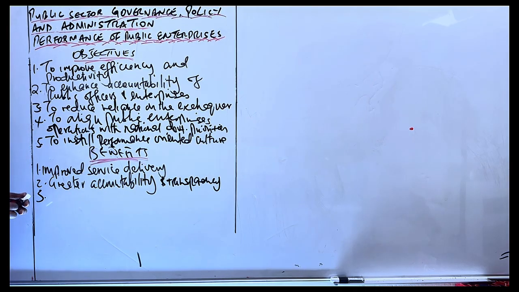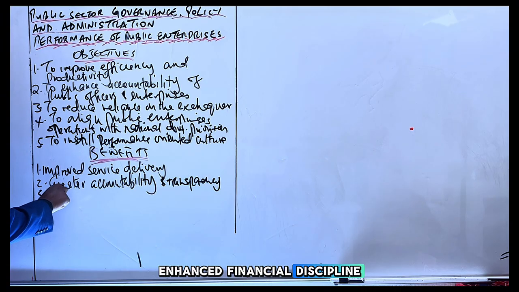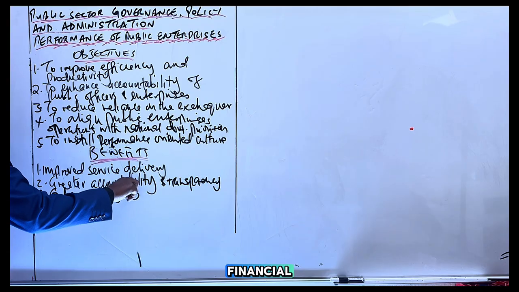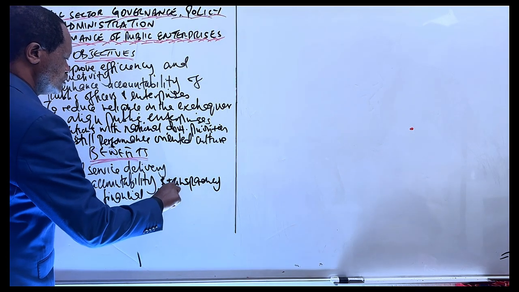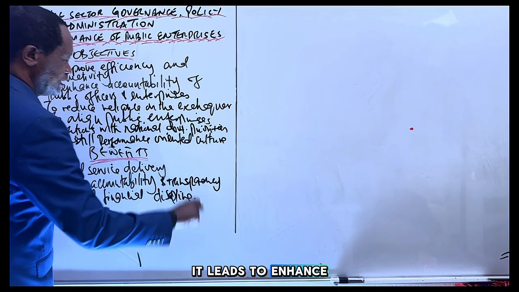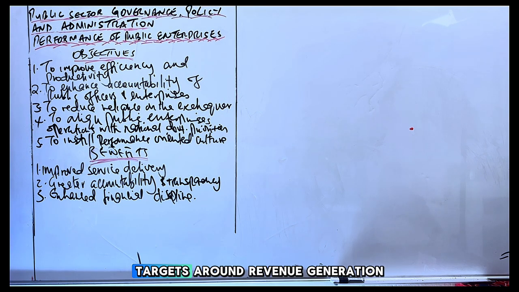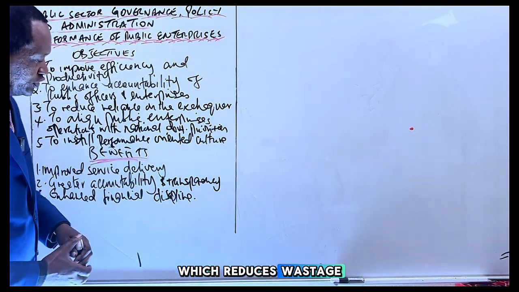Point number 3, enhanced financial discipline. It enhances financial discipline. Targets around revenue generation and also cost control, they both encourage more prudent financial management, which reduces wastage.